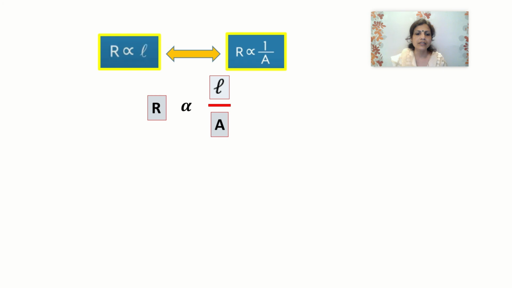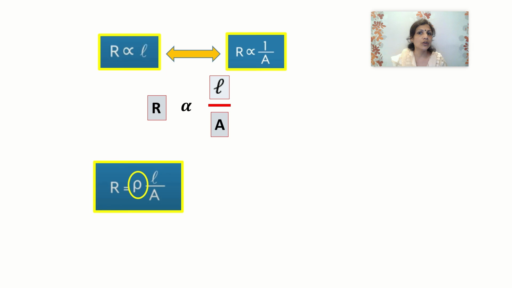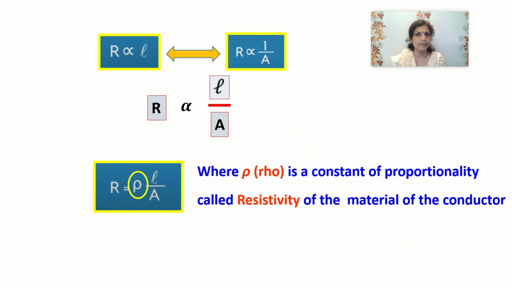And if I take out this proportionality sign, I have to make use of one constant. That constant is denoted by this letter, which is called rho. So R is equal to rho L upon A. This rho is a constant of proportionality, and this is called the resistivity of the material of the conductor.